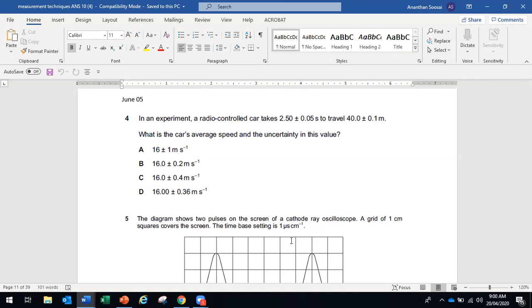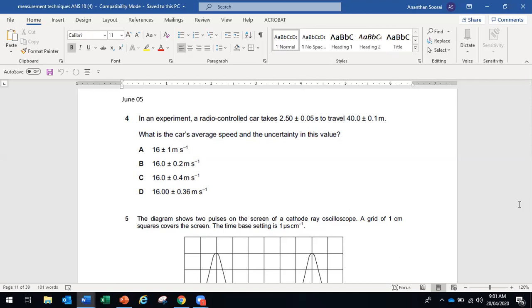So this is speed. What is the formula you're supposed to use? Speed equals distance over time. So use that formula. S equals D over T, put a symbol. S equals D over T. So looking for what? You're looking for S, the speed, with its uncertainty.